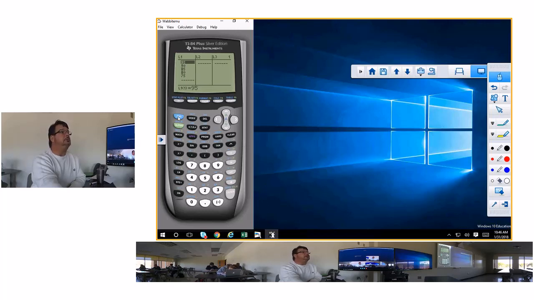So let me go back. Stat, sort, ascending order. Enter. And second, 1, close parenthesis, enter. And now go back to Stat, edit. And there it is. That's how you put them in order.